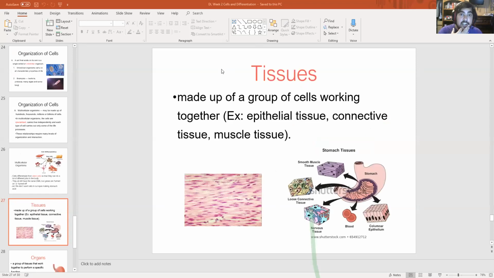So then we go up the ladder and we have tissues. They're made up of a group of cells working together. So like you have smooth muscle tissue, right? You have loose connective tissue, nervous tissue, blood, not blood tissue. There's no blood tissue. But so like all these different tissues, they have different groups of specific cells working together, right?